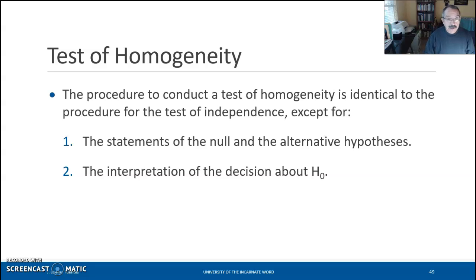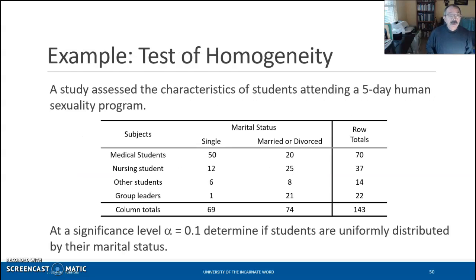test of homogeneity. The procedure to conduct the test of homogeneity is exactly the same as the procedure to conduct a test of independence, with 2 exceptions. Number 1, how we state the null and alternative hypothesis, and number 2, how we interpret the decision about the null hypothesis. All right, let's look at an example to see how we do this.